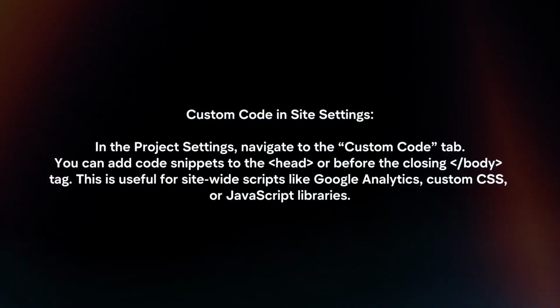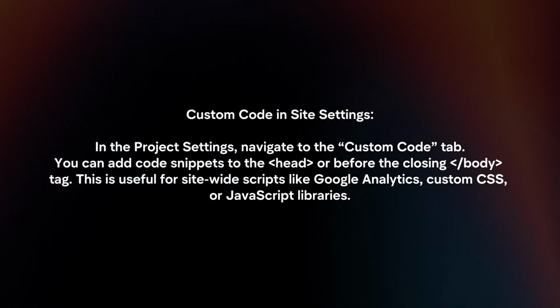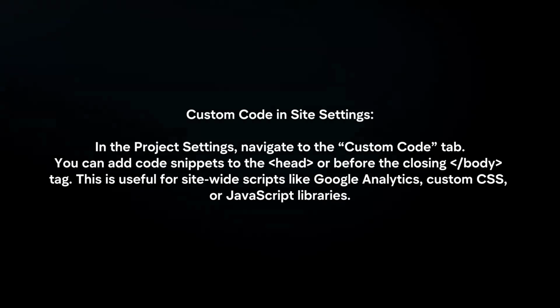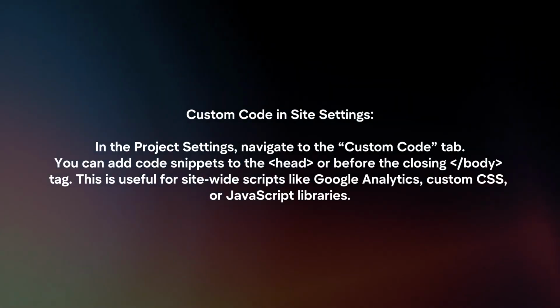Custom code in site settings. In the project settings, navigate to the custom code tab. You can add code snippets to the head or before the closing body tag. This is useful for site-wide scripts like Google Analytics, custom CSS or JavaScript libraries.